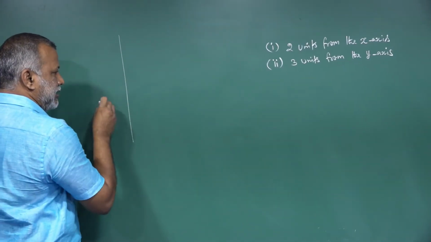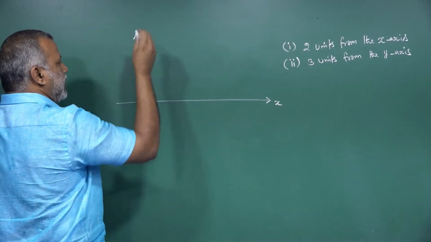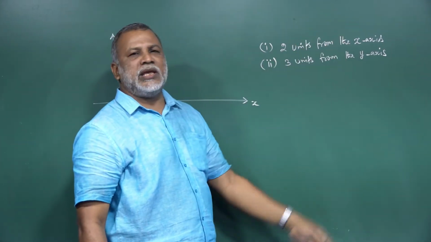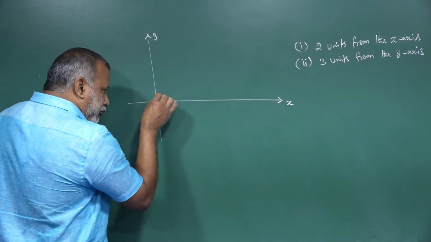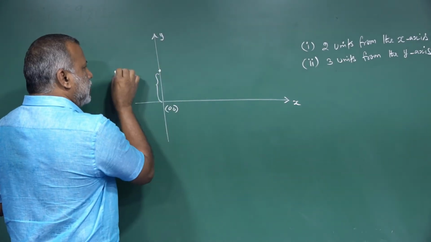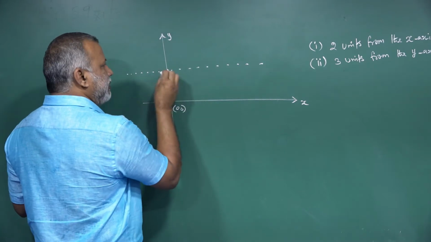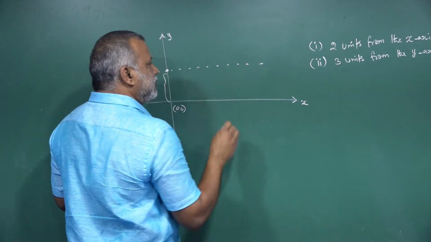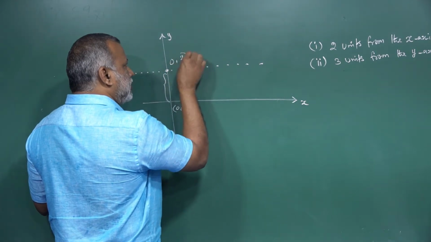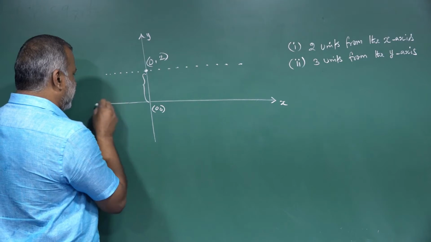Now listen to this diagrammatic explanation. See, the x-axis, the y-axis, and the origin. Now 2 units from the x-axis. This is the x-axis. From this I am taking a distance of 2 units. So now we have to draw a straight line. This is the locus of the point. It is moving. Now this point should be (0, 2). So this is the x-axis.